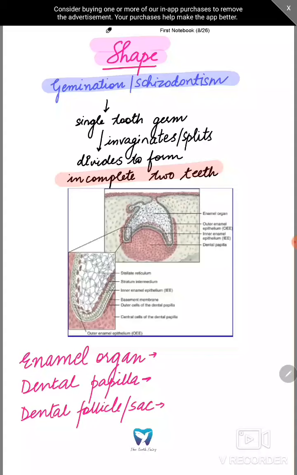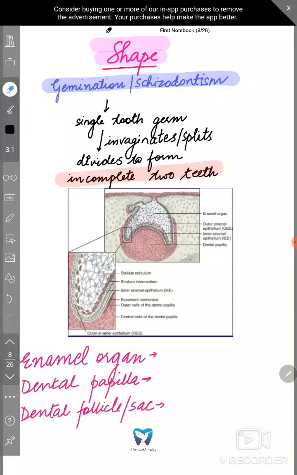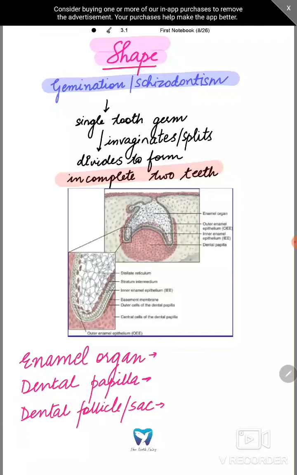Starting with gemination, the other name is schizodontism. Like schizophrenia is split personality, schizo means split. So one tooth germ is split into two incomplete teeth. So we have the term tooth germ. Tooth germ starts forming in the 6th week of intrauterine life, and it has three parts: enamel organ, dental papilla, dental follicle or dental sac.